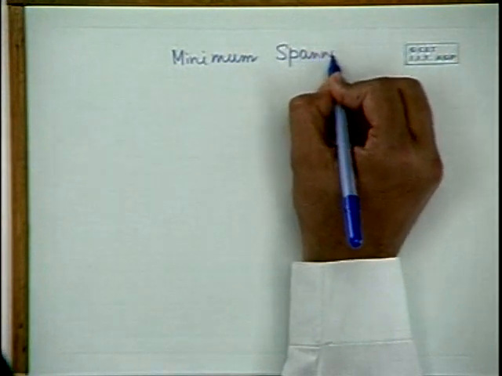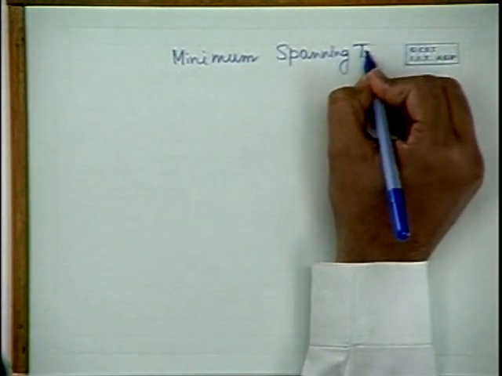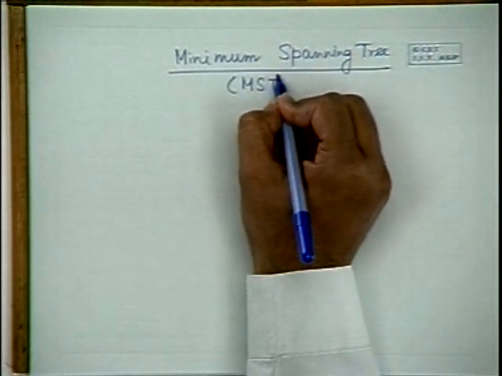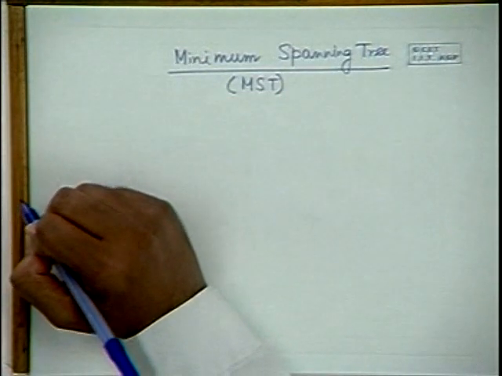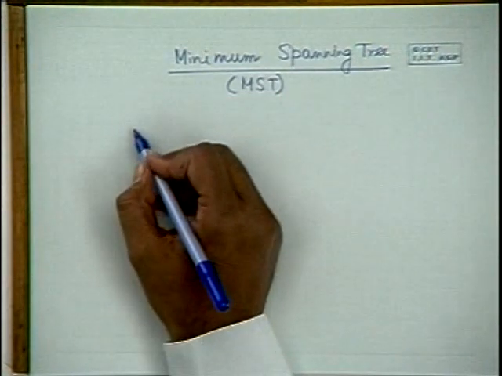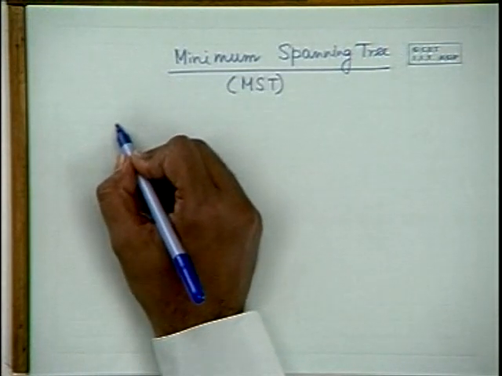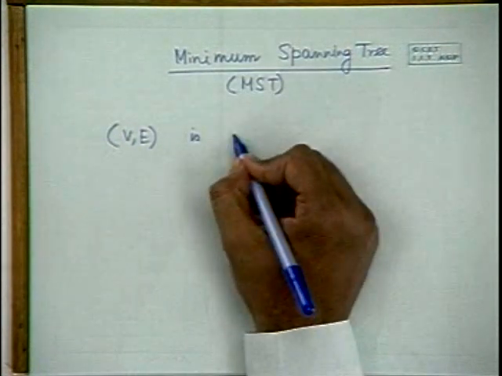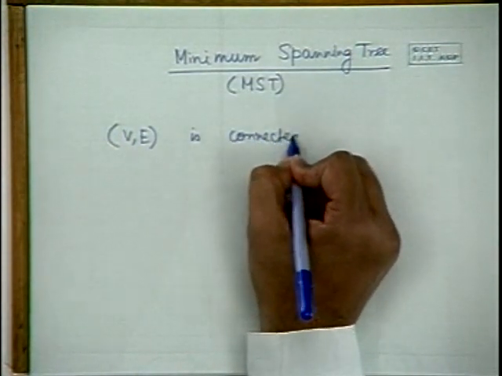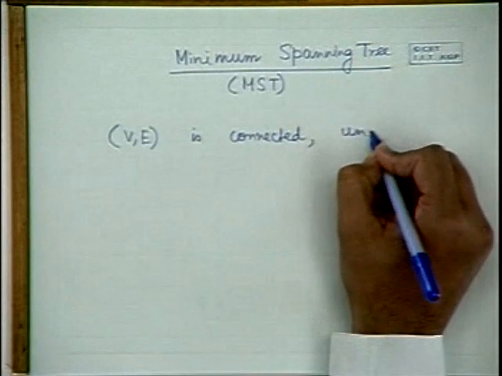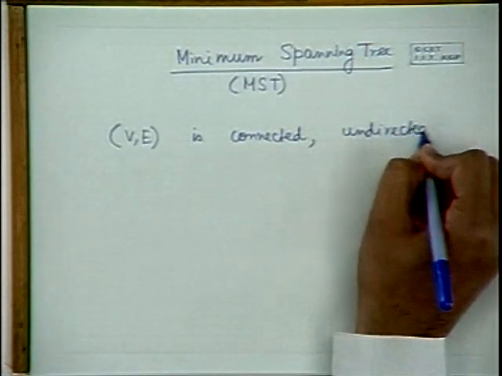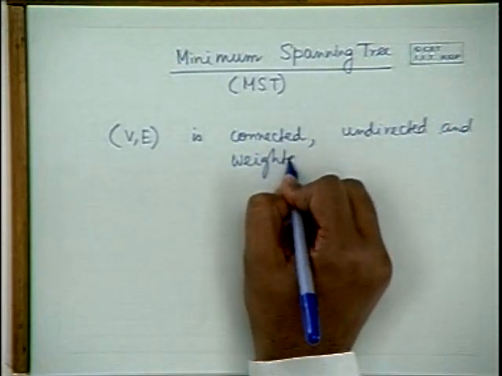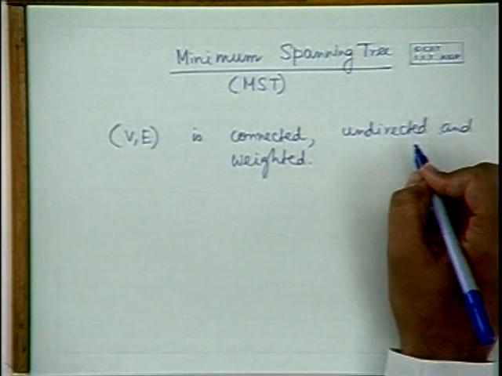Minimum spanning tree, or in short it is also called MST. What we are assuming is this: the graph G = (V, E) is connected, this is our assumption, and undirected and weighted. That means each edge has a weight associated with it.